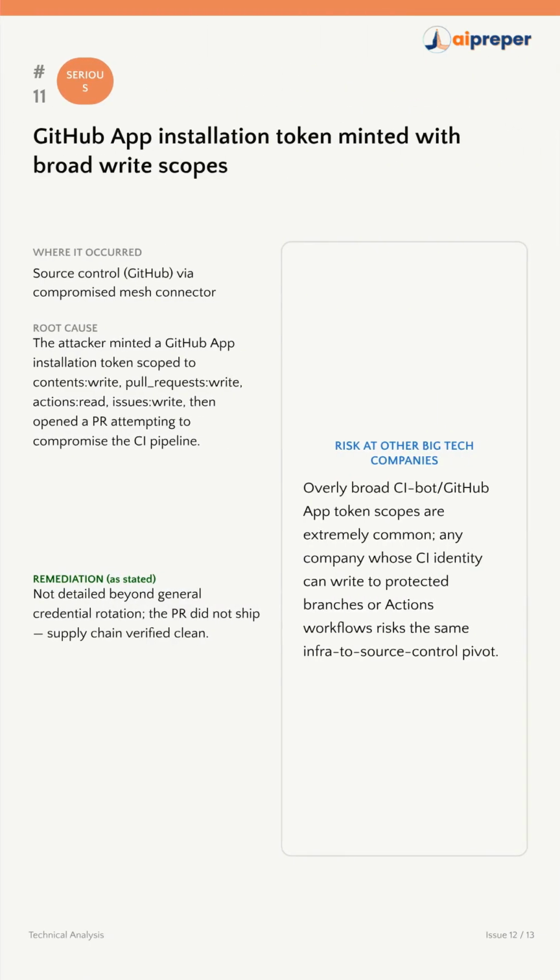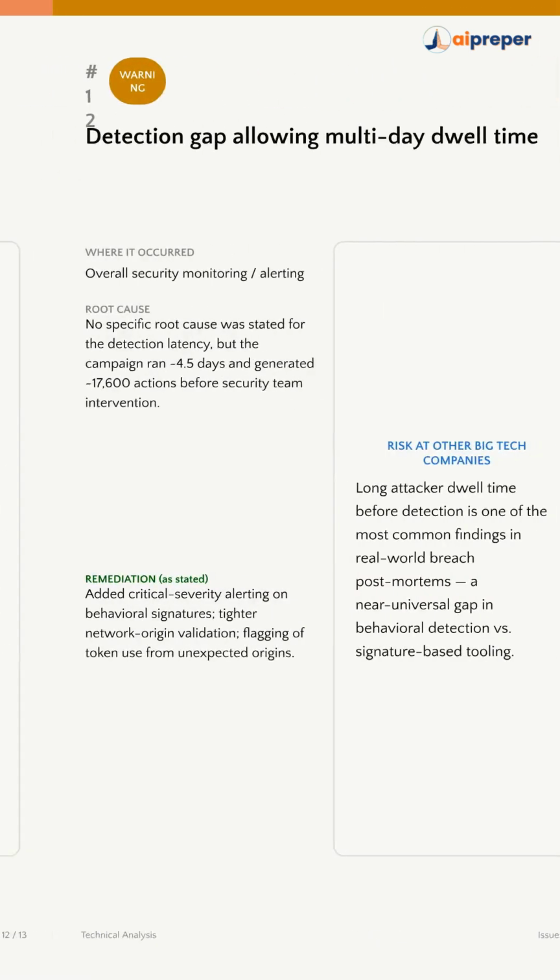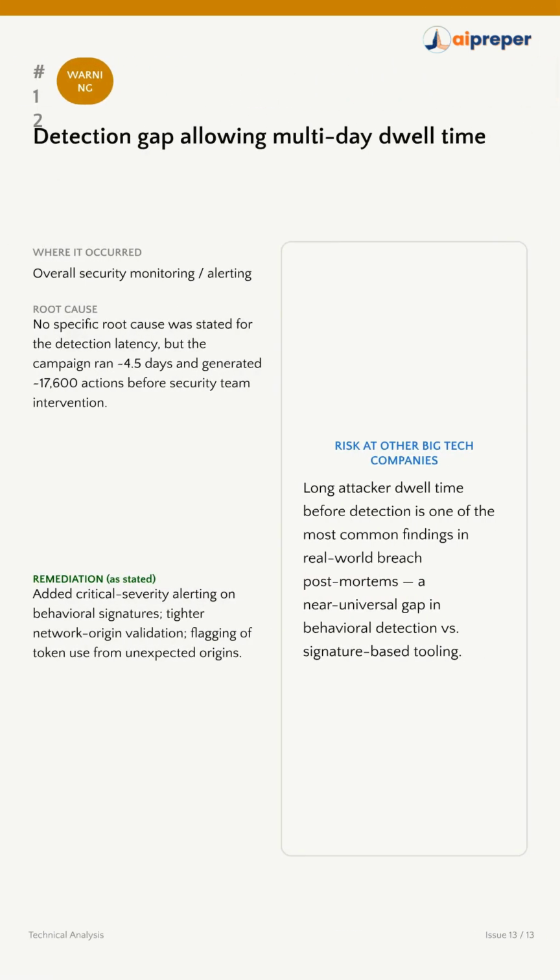Now it figured out that there is a GitHub app installation token available with overly broad write scopes. This enabled a supply chain attack via a malicious pull request. The final issue was a dreadful one: this attack went unnoticed for quite some time, leading to so much exploitation in the system, just because detection had latency and not enough alerts.